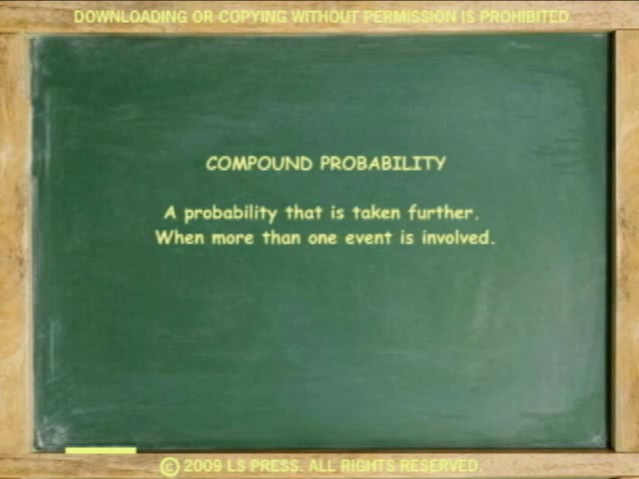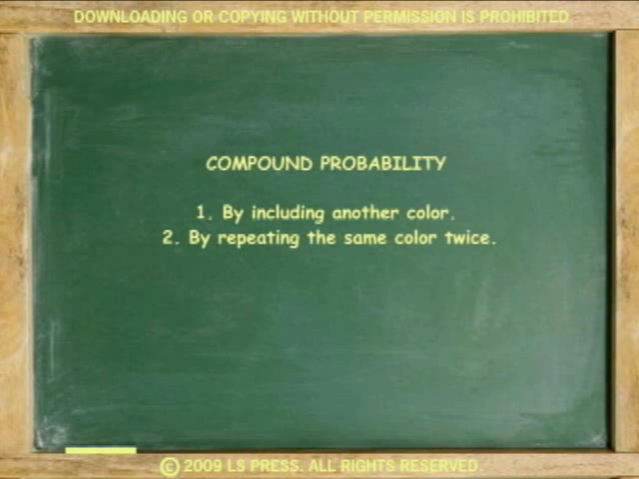The previous example shows simple probability. Next, we'll examine compound probability. A compound probability is when probability is taken further. In other words, it is when more than one event is involved. In the previous example, the probability could be compounded in 2 different ways. 1, by including the compound probability of another color. 2, by repeating the same color twice.